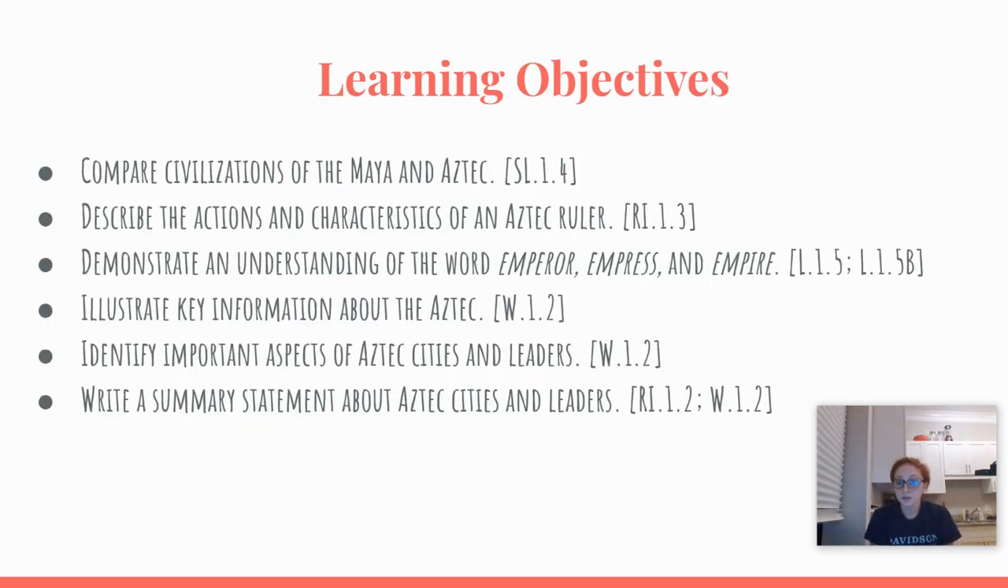Okay. So let's make sure that we have hit all of our learning objectives before I let you go do your activity and write your sentence. We compared civilizations of the Maya and the Aztec. We described the actions and characteristics of an Aztec ruler, more specifically Montezuma. We demonstrated an understanding of the words emperor, empress, and empire. We are going to illustrate key information about the Aztec. We identified important aspects of the Aztec cities and leaders. And in just a moment, you are going to write a summary statement about the Aztec cities and leaders.